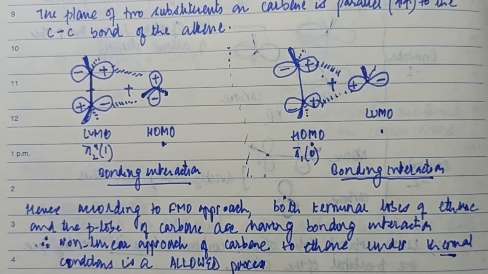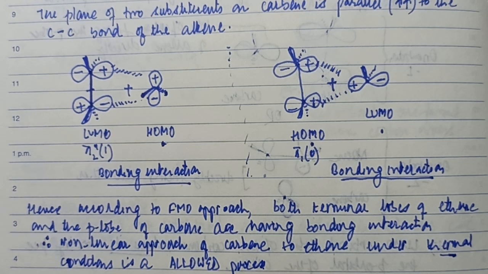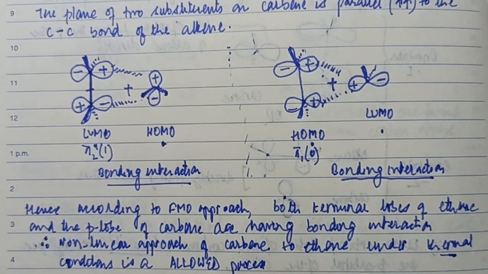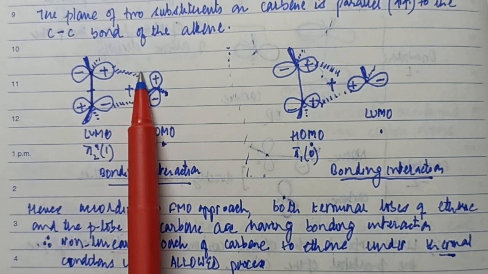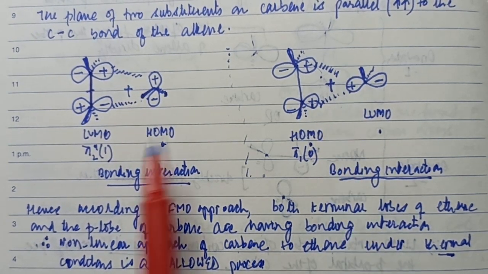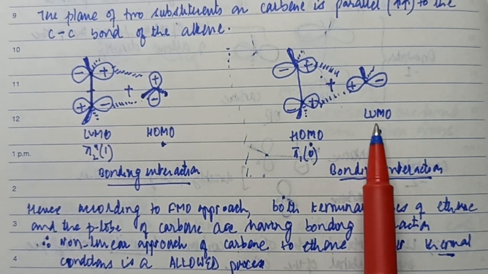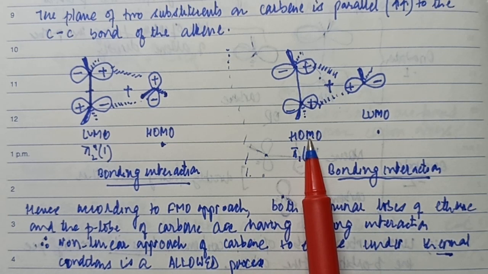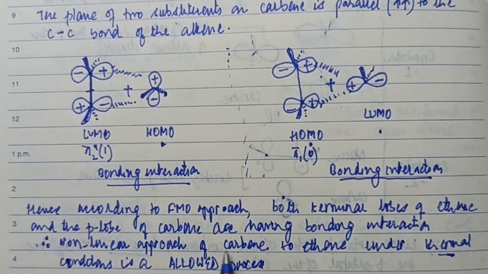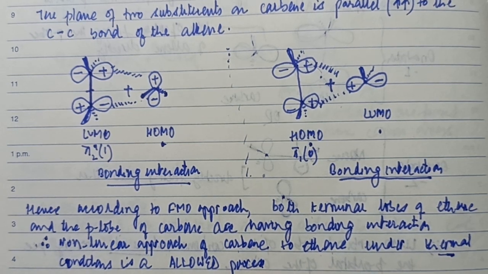Since we are talking about the HOMOs of the alkene and LUMOs of the alkene and we are not exciting the molecule, therefore the reaction condition under consideration is thermal only. We'll talk about the photochemical aspects also, but at present we are considering the thermal process. Hence, since there were bonding interactions at both ends in both approaches, either considering the HOMO of the carbene or the LUMO of the ethene, or considering the LUMO of the carbene and HOMO of the ethene, therefore, non-linear approach of carbene to ethene under thermal condition is an allowed process.